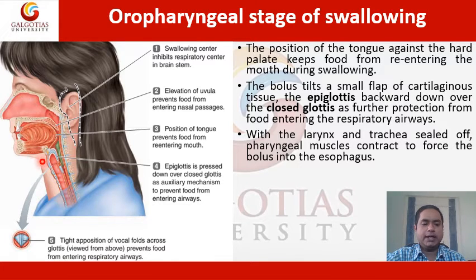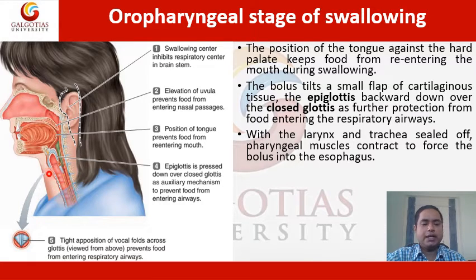Fourth is the epiglottis position. The epiglottis is pressed down over the closed glottis as an auxiliary mechanism to prevent food from entering the trachea. Fifth, the tight position of the vocal folds across the glottis prevents food from entering the respiratory airway system.